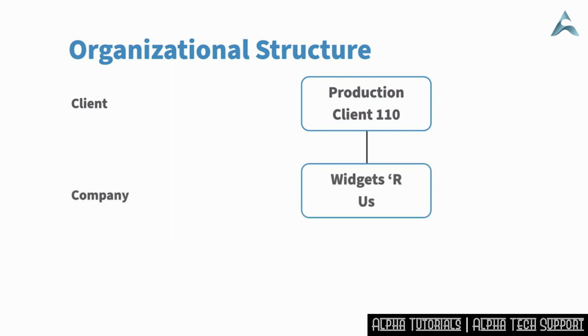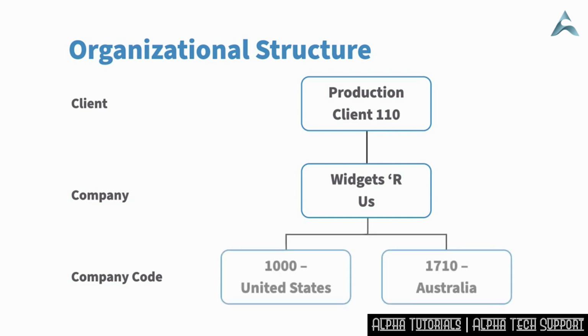This is the level where individual financial statements can be created. These financial statements are created according to local law. A company can have multiple company codes. A company code is the smallest unit of external accounting for which a complete self-contained set of accounts can be created. In our example, we've got 2 company codes, one for the US and one for Australia, that both roll up to the same company. Financial reports can be run for each company code to see how well they are performing.